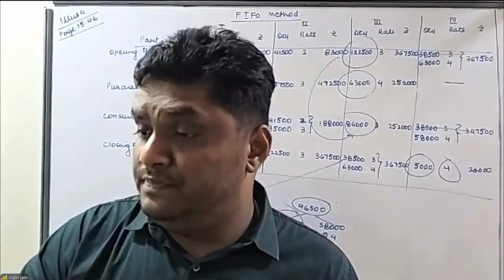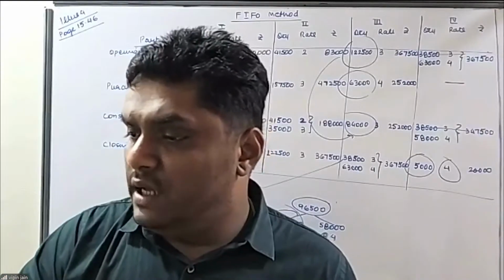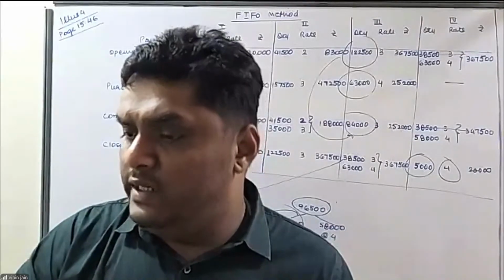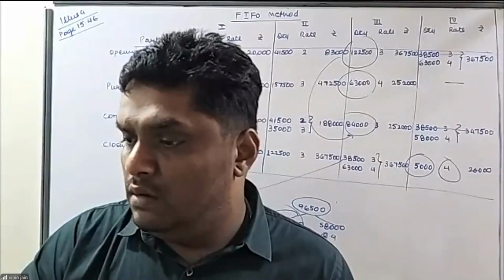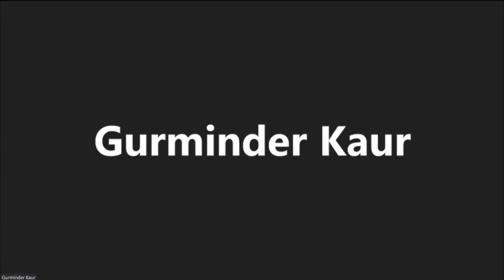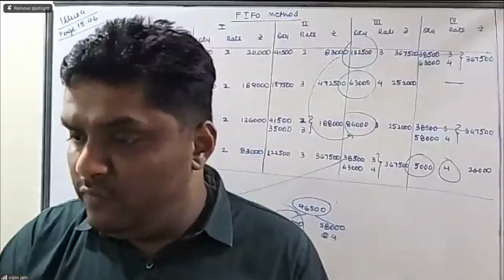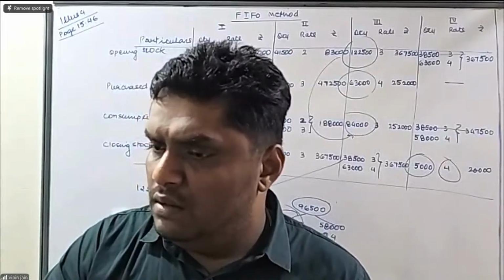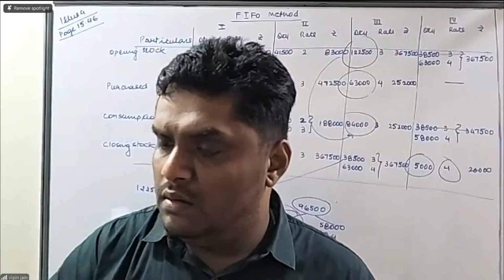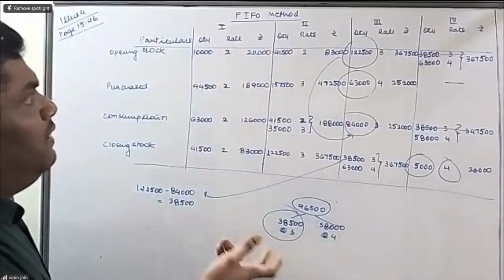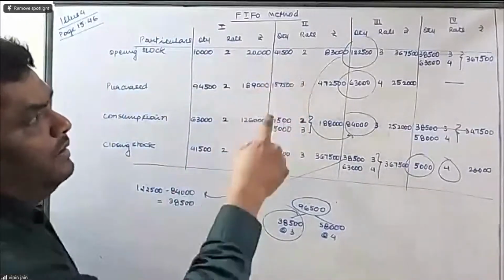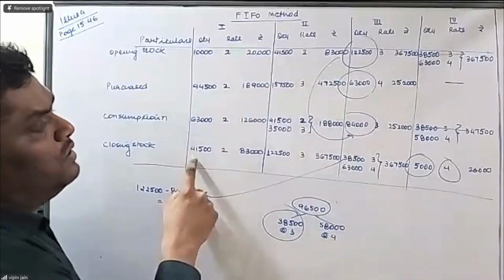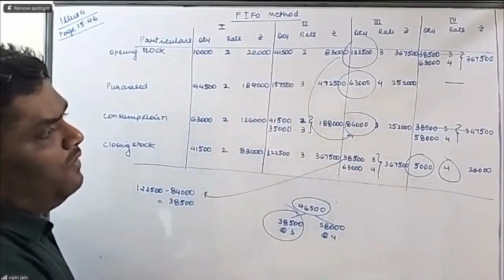Gurminder, admin sir, can you please unmute Gurminder Kaur? Yeah, Gurminder, tell me what exactly you're finding difficult now. Hello, sir. Good morning. Are you thorough with FIFO, LIFO, weighted average method that is discussed in material costing? Yes, sir. Actually, I'm confused with quantity of second quarter, 41,500. How to calculate that? This is the opening stock. The closing stock of first quarter will be the opening stock of second quarter.